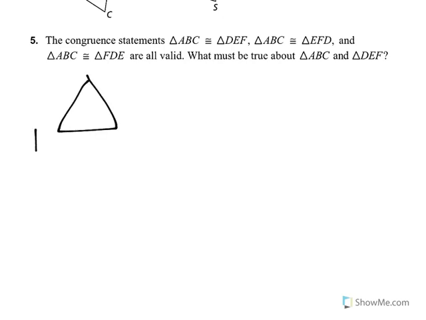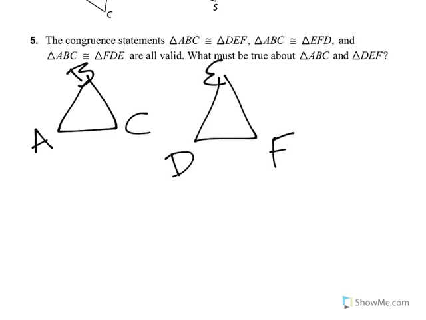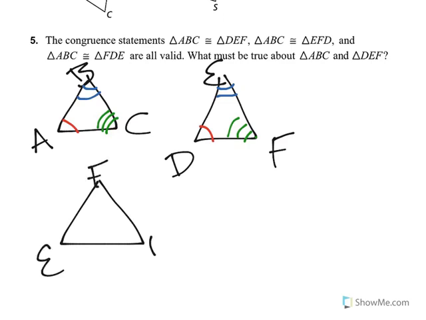So triangle ABC and triangle DEF. And I know by a congruent statement, I know which angles go together. So A and D are going to be congruent, B and E, and then C and F. Okay. Then let's take a look at the next triangle statement. ABC and EFD. Alright, so that means A and E.